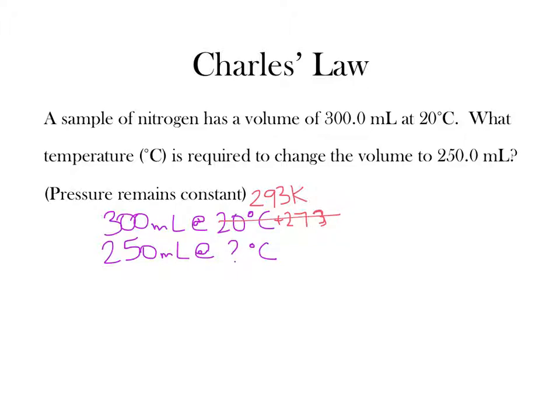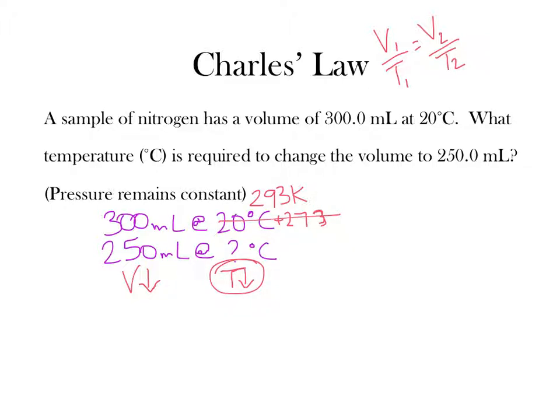Then let's look at what's actually happening here. The volume from 300 down to 250 is going down, so temperature should go down. This is going to give us an idea of whether our answer is reasonable. And we need a formula. V1 over T1 is equal to V2 over T2. And let's just plug it in and see what happens.